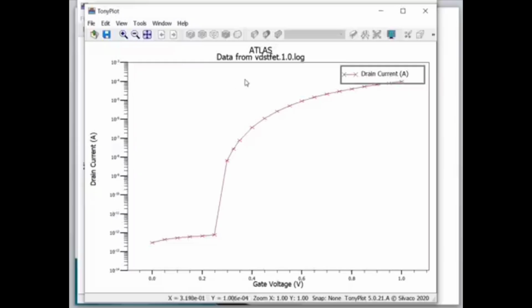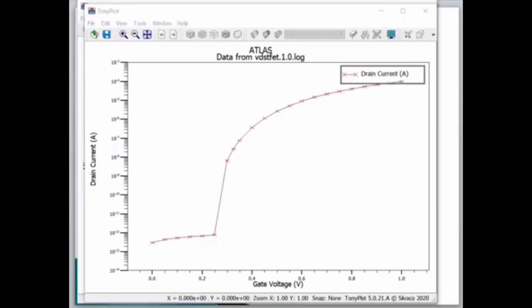That is the current in milliampere. The value of the off current is approximately between 10 raised to power minus 12 to 10 raised to power minus 13. The point to be noted is that the subthreshold slope is very low, so the switching speed of the device is very good. Gate voltage varies from 0 to 1 volt and the threshold voltage is around 0.25 volt.